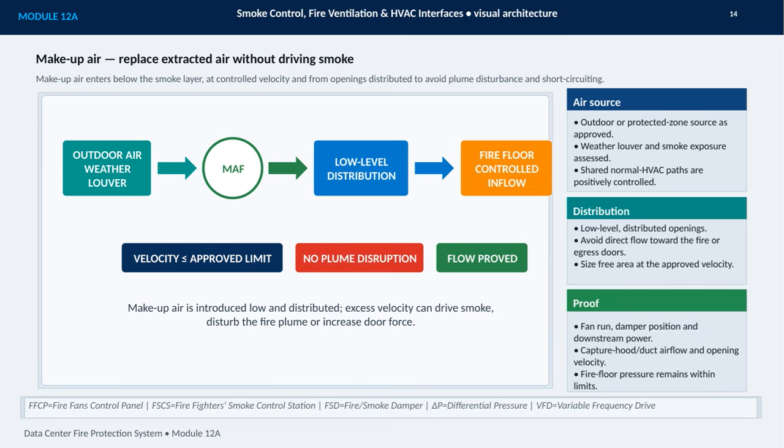The system also needs proof of operation, not just design intent. Verify fan status, damper position, downstream power, capture hood or duct airflow, and opening velocity. Finally, confirm that pressure on the fire floor stays within its permitted limits. In short, introduce air low, distribute it broadly, control the velocity, and demonstrate that the complete system performs as intended.